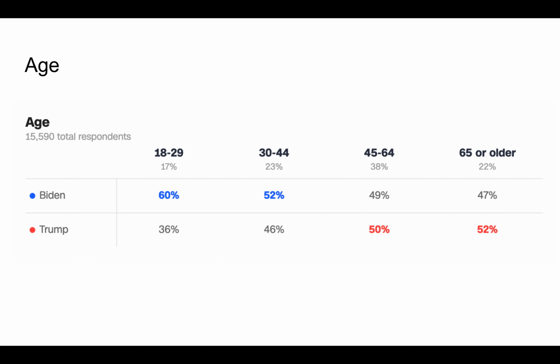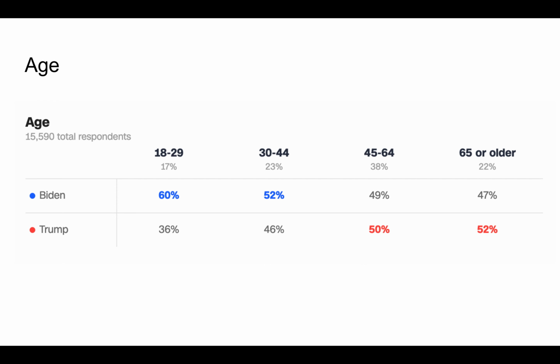Now, as you can see, younger voters typically prefer Mr. Biden or the Democrats, and the older voters typically prefer candidates that are in the Republican Party or Donald Trump. In 2020, Biden won the youngest voting bloc, or 18 to 29 voters, by a margin of 24 points. He won the 30 to 44 bloc by a margin of 6 points, and Trump won the 45 to 64 bloc by just a point, and the 65 and older bloc by a margin of 5 points.